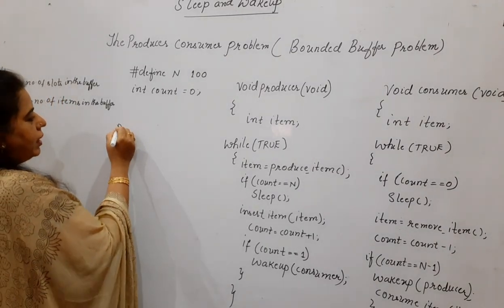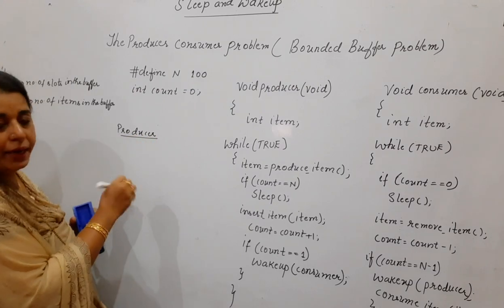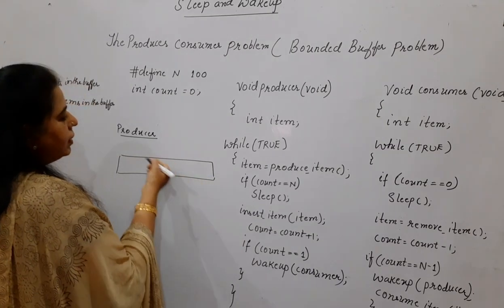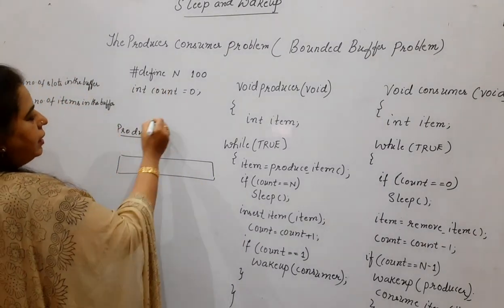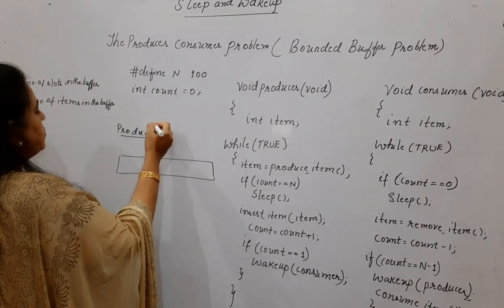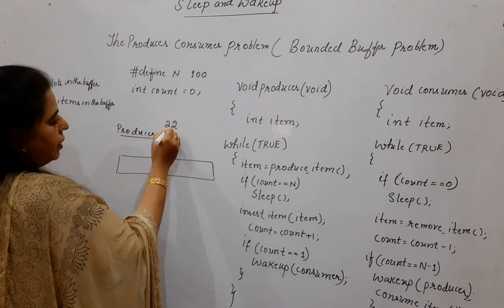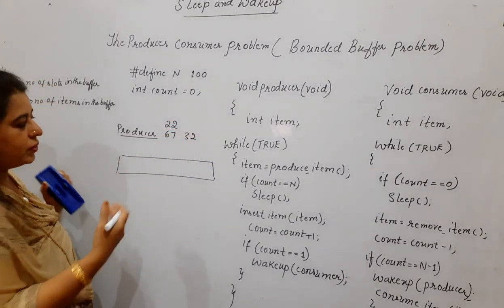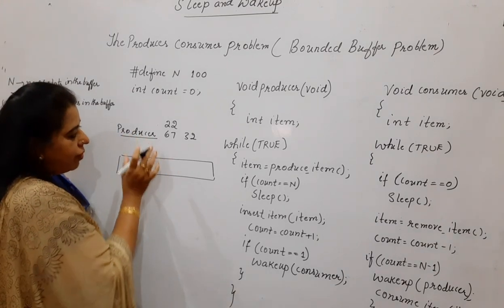Now, why are we giving the name producer to that process? It produces the items. Items can be anything you can take. Suppose you define the items as integers, then we will make use of integers as the items, like simply the numbers 23, 67, 32. I'll just write some two digit numbers. You can make use of single digit, three digit, anything. The producer produces the items. Where will it place the items?